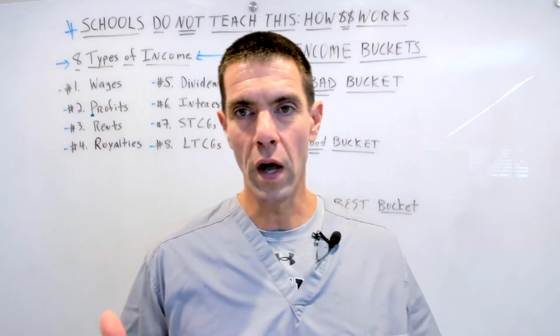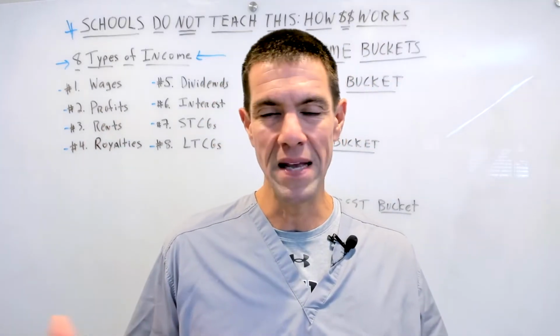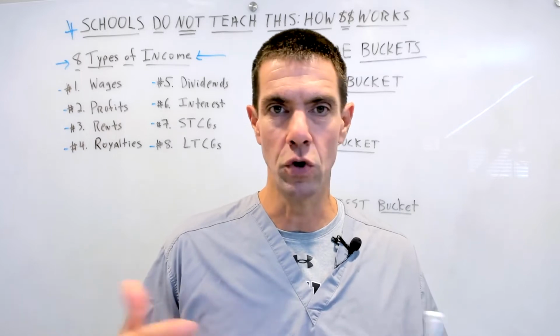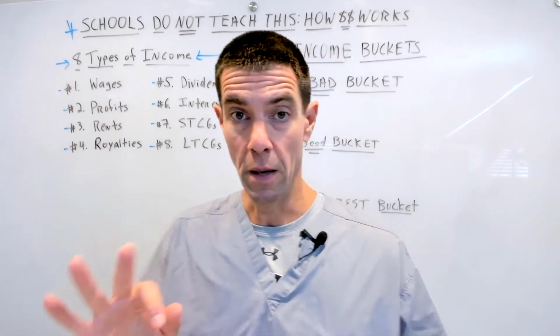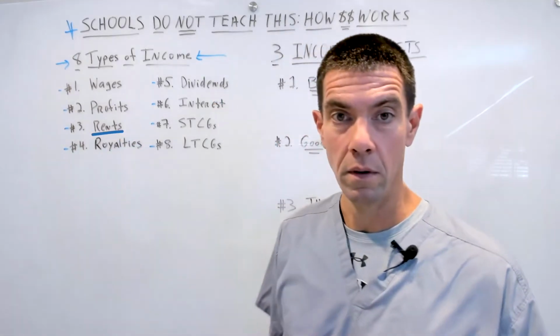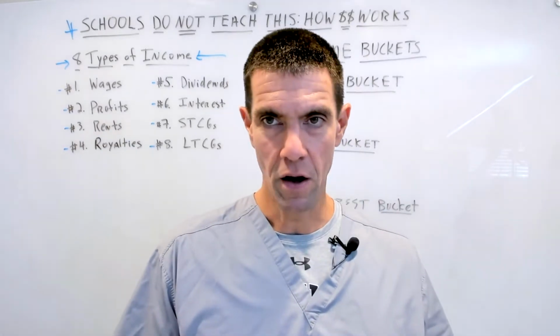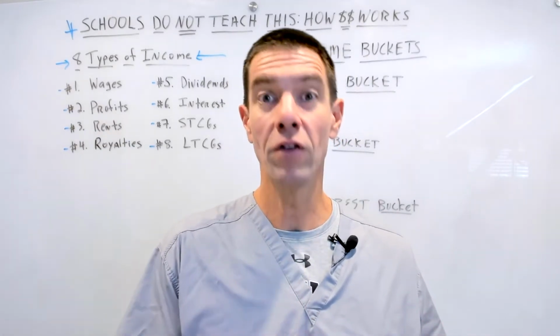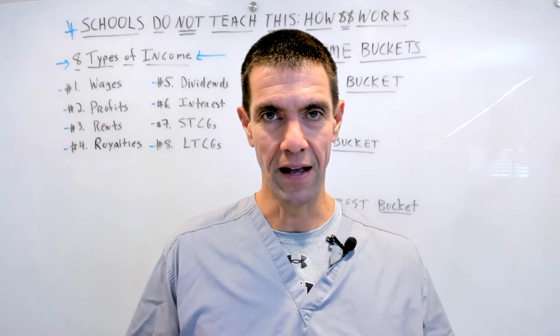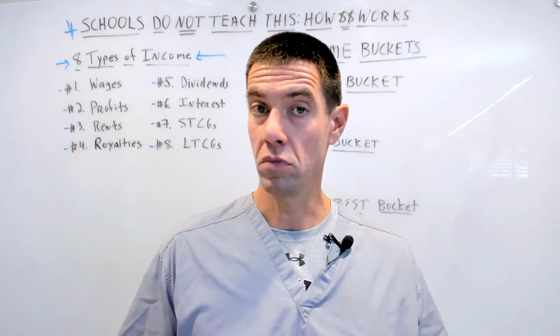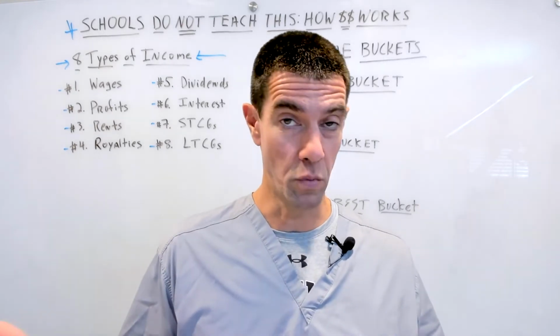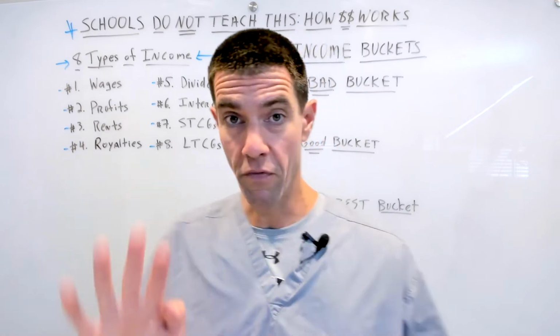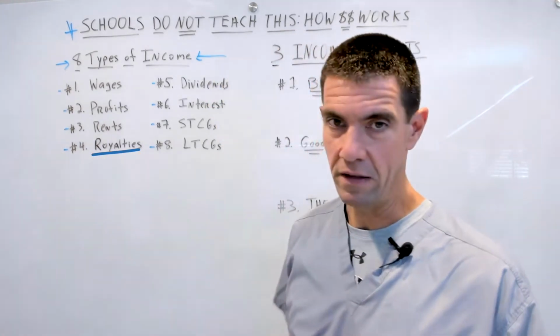Number 2, profits. This is what you're making off of any type of business that you run. You get the profits. Number 3, rents. This is what you're getting paid for someone else's use of an asset, like renting a house, self-storage unit, or an apartment. That's what rents are.